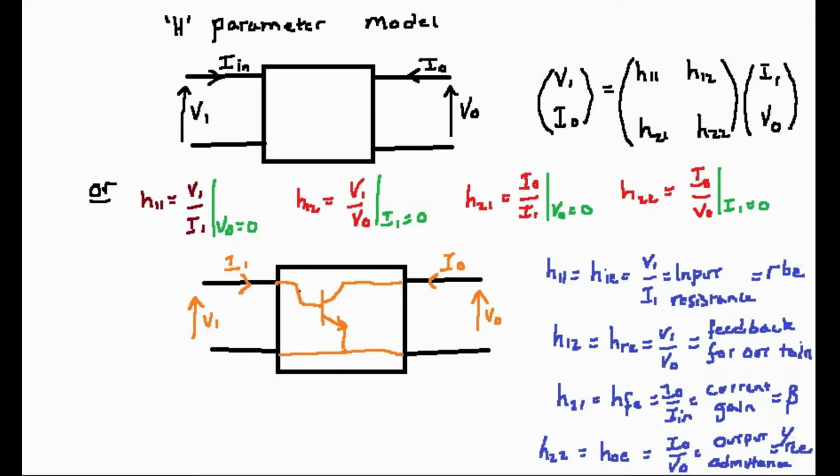In the labeling, I stands for input, F stands for forward, meaning something which feeds from the input to the output. R stands for reverse, meaning something which feeds from the output back to the input. O stands for output, and E stands for common emitter. We can write the model down as shown on the screen.